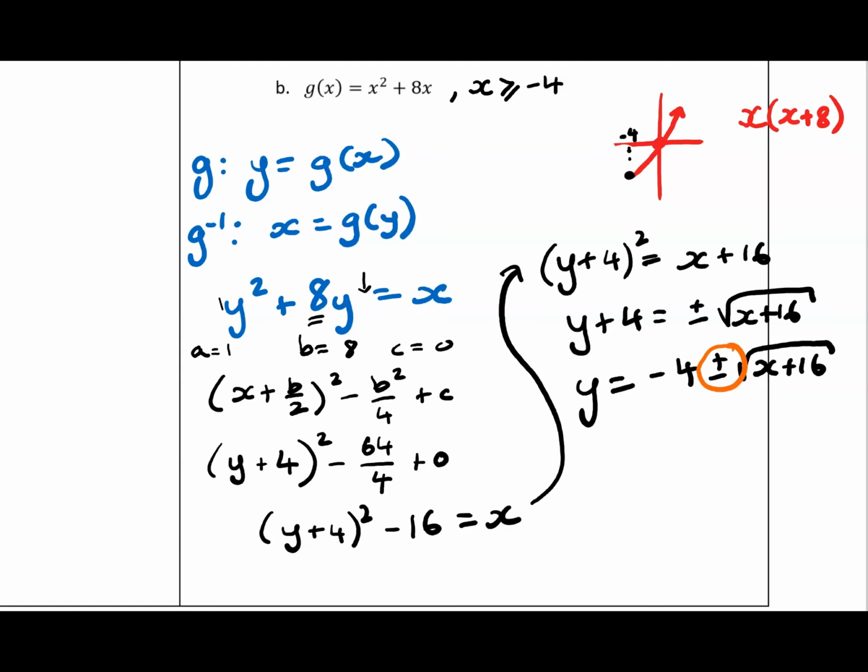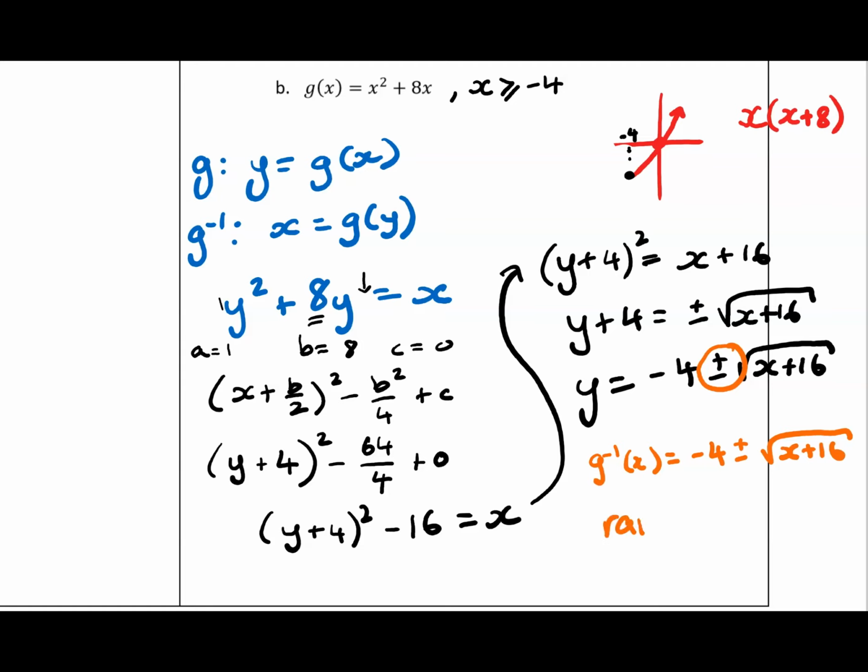Well, if I imagine my graph x squared plus 8x, and I know that the domain is negative 4 to infinity, then it turns out that for my inverse function of g, negative 4, now we're going to do plus or minus the square root of x plus 16. Let me just rewrite that so it fits on screen. So inverse of x is negative 4 plus or minus the square root of x plus 16.